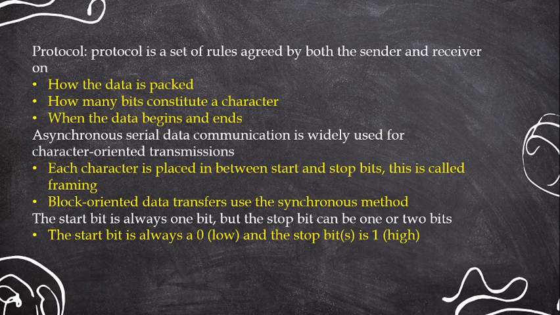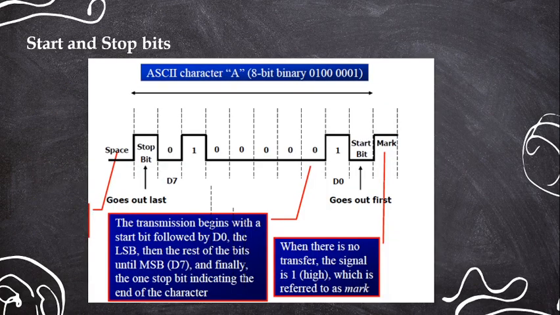So that complete block, rather, which consists of the start bit, stop bit, and information in between, we call framing. But in the case of the synchronous method, you have a block-oriented data transfer. The start bit is always one bit, but the stop bit can be either one or two bits. It depends upon the controller what protocols have been set. The start bit is always a low, that means a zero signal, while the stop bit is always a high. So this is the representation.